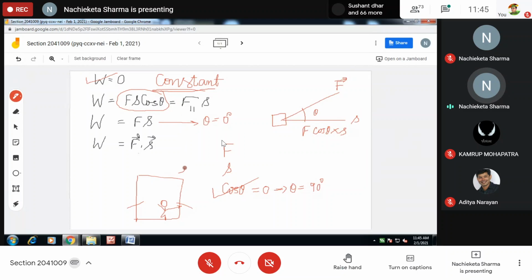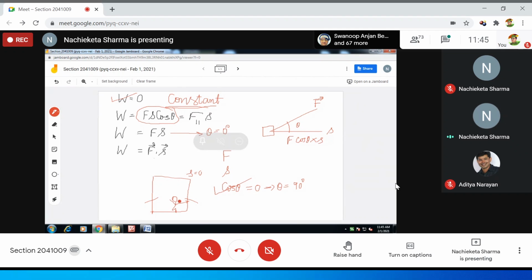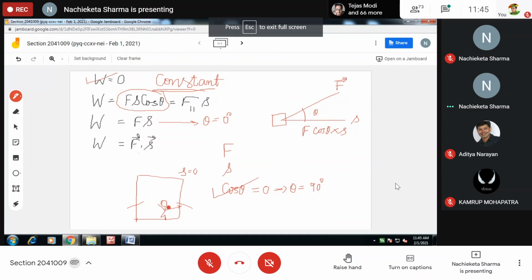This wall is not going to move at all, whatever amount of force you can push. Even a machine can break these walls. But normally, if you push this wall, because you cannot cause any displacement of the wall, your force is not 0, cos theta is not 0, but your S is 0. So the work done is 0.